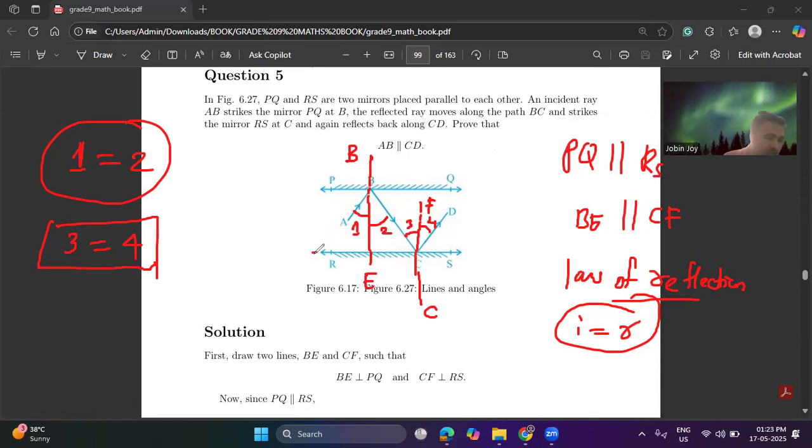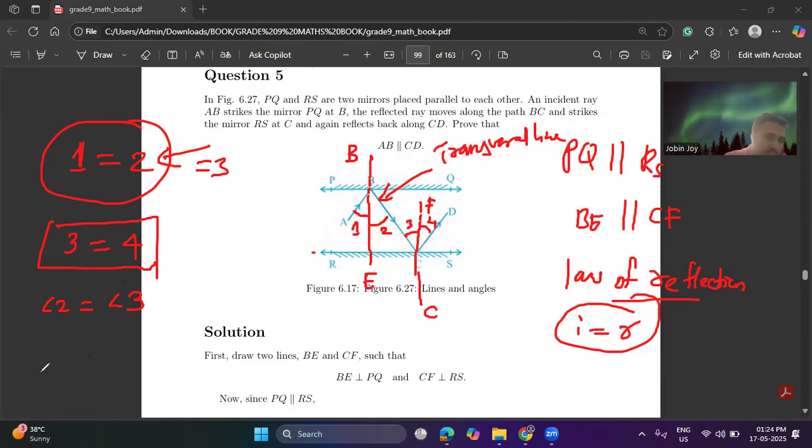We also know that alternate interior angles are equal. Here, BE is parallel to CF and the line BC is called a transversal line, which cuts them at B and C. So angle 2 will be equal to angle 3. These angles are alternate interior angles. So angle 2 is equal to angle 3, right?